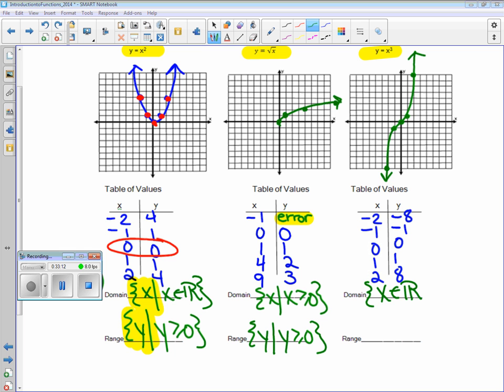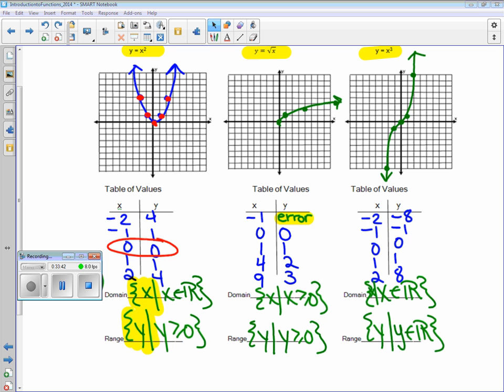Now this one's a little harder to see because you literally see up and down, right? So it's hard to tell that it is going left and right also, but it is. And the range is what? Is also all reals. It goes up forever, it goes down forever. So it is also an element of the real numbers. Excellent.